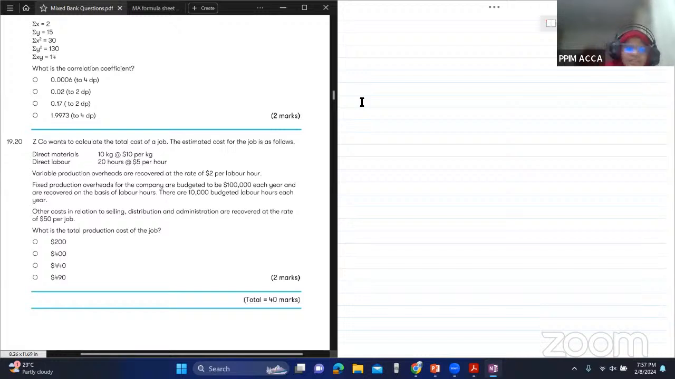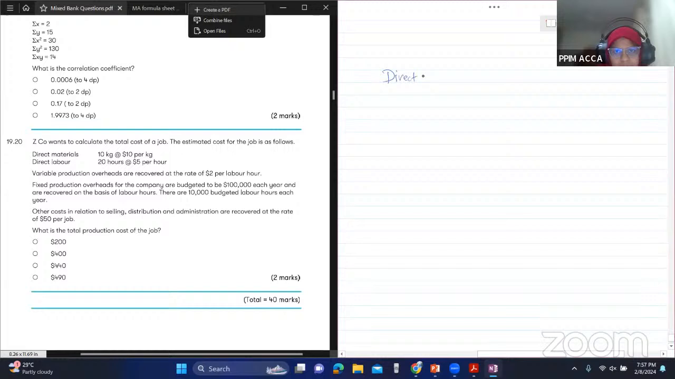Okay, so let me do this. We want the total production cost, right? So we have direct materials. Let's do it one by one. Direct materials, how much is that? 10 kilos at 10 per kilo. So 10 kilos into $10 per kilo, which will be 100.